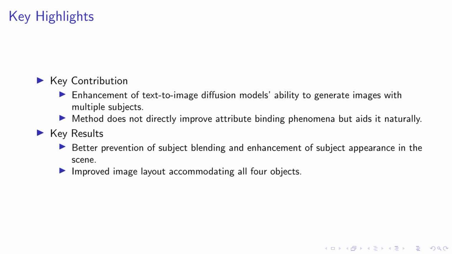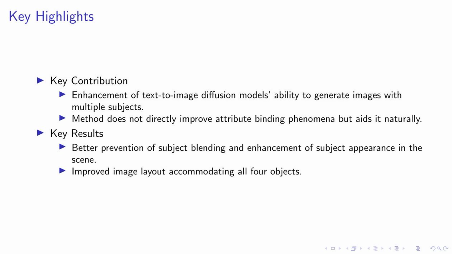On this slide, we're going to highlight some of the key contributions and results of our research. First and foremost, our work significantly enhances the ability of text-to-image diffusion models to generate images with multiple subjects. This is a critical step forward in the field, as it allows for the creation of more complex and realistic scenes. While our method does not directly tackle the attribute binding phenomena, it naturally aids in mitigating this issue. This means that our model can better align attribute details, such as color or texture, with their intended objects, leading to more accurate and visually pleasing images. Now let's move on to the results.